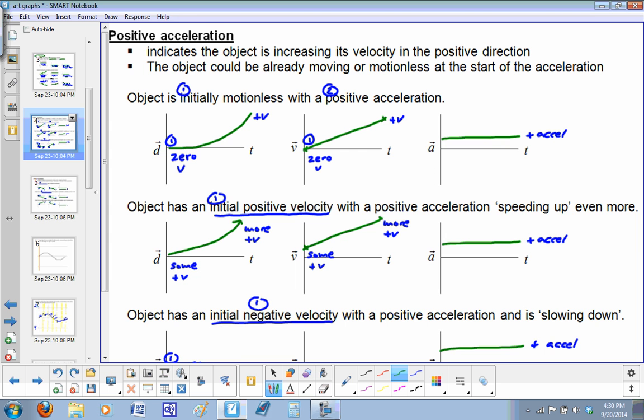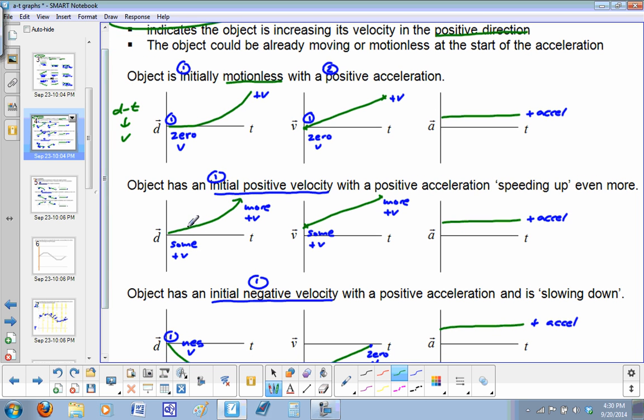So here we've got objects that are going to be accelerating positively. They're increasing the velocity in the positive direction. So first one, I'm starting at rest. So initially motionless with a positive acceleration. So my slope here is increasing. Remember, slope is indicated by the speed or velocity. Here my velocity is increasing and my acceleration is positive. This is a nice constant increase in the velocity. So nice flat line here.